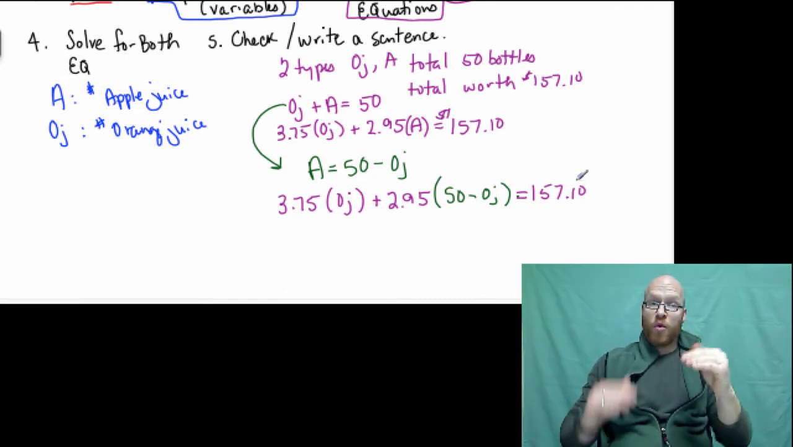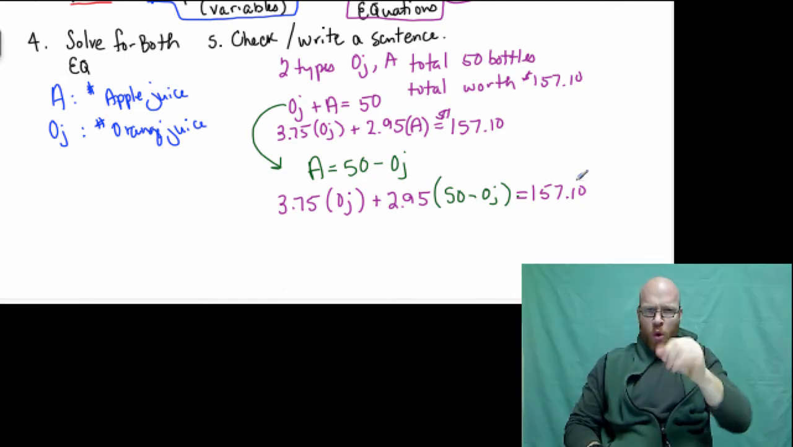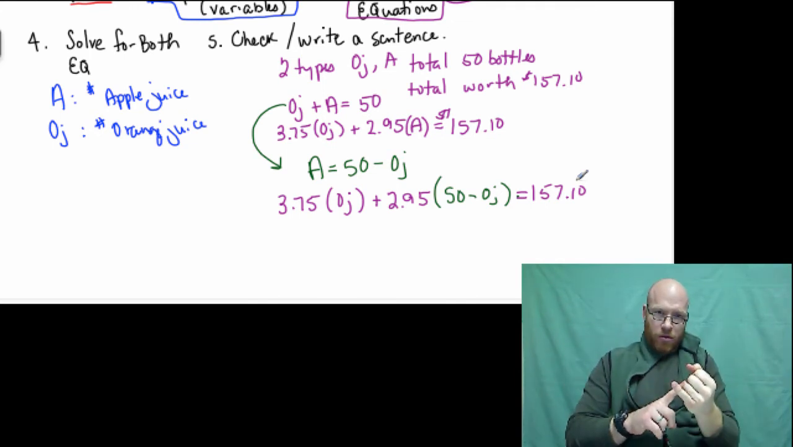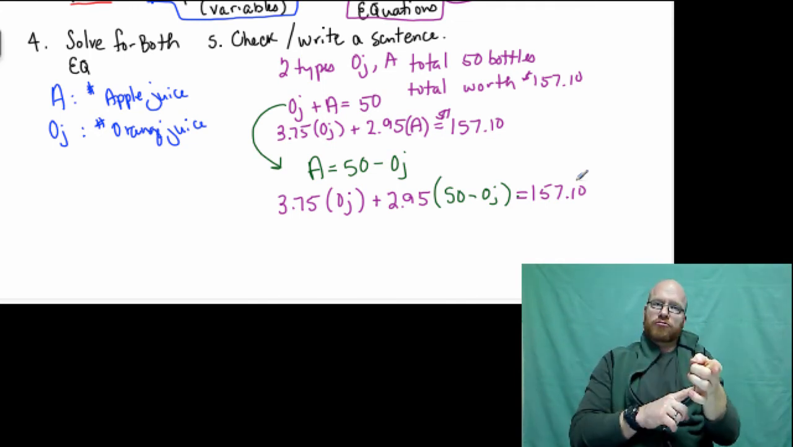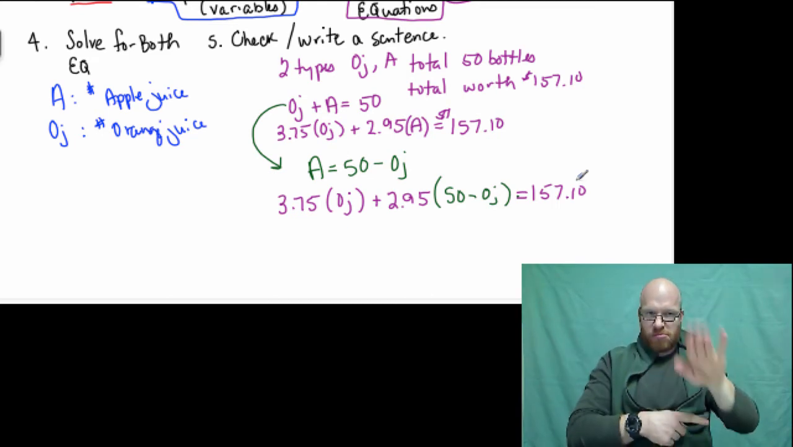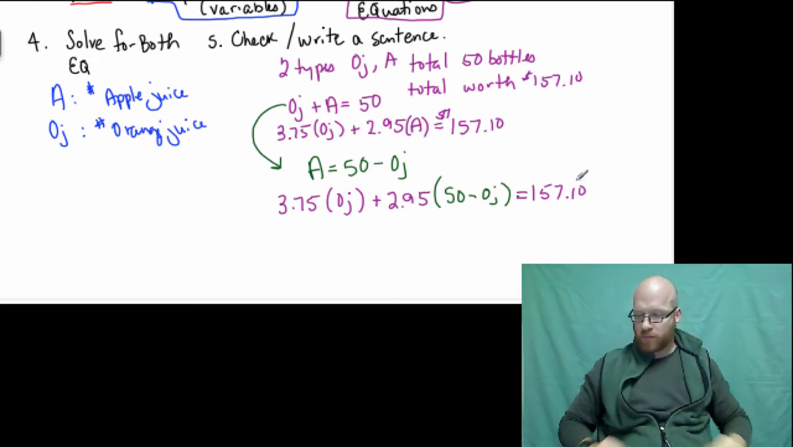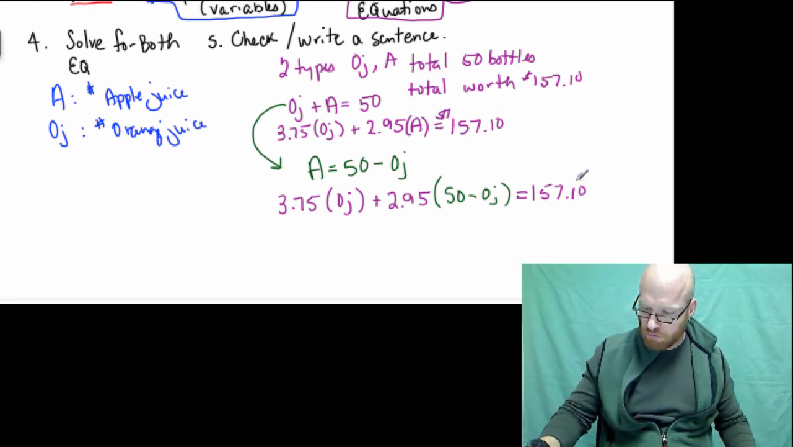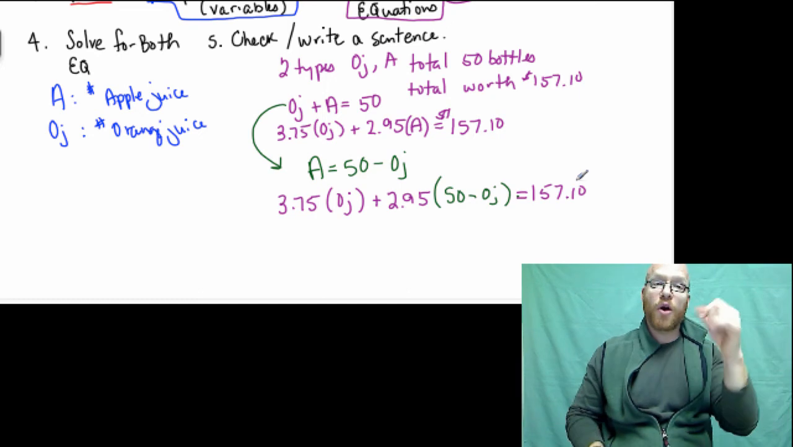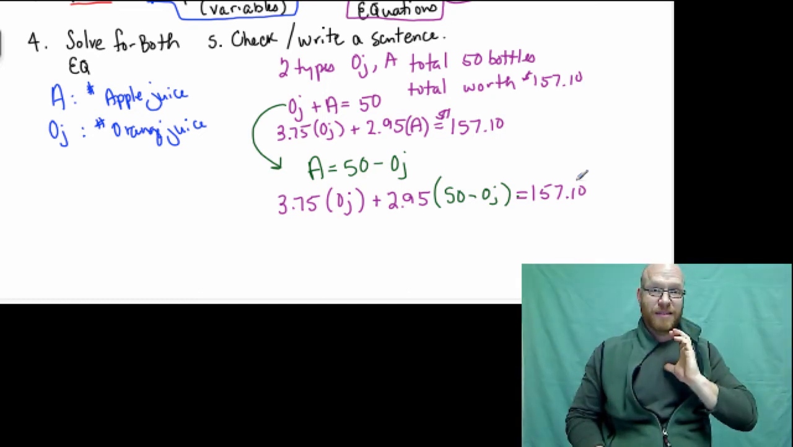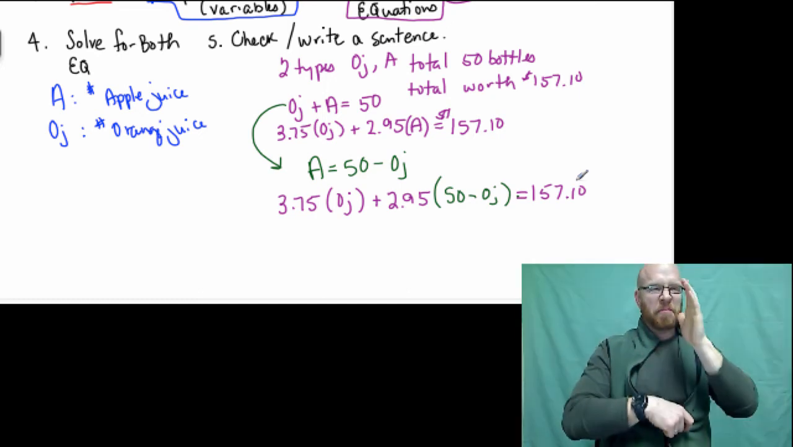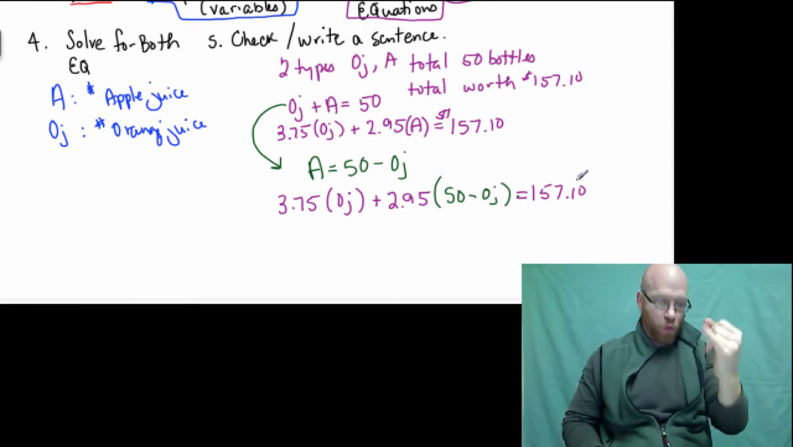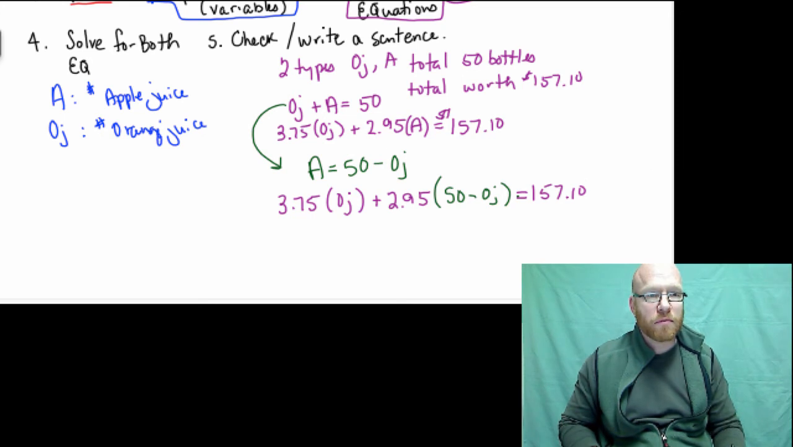Okay, now you see our equation here. We have OJ here twice, so we have one unknown, one equation. I can solve this equation. We can figure this out and find out how many orange juice bottles we actually have. In the interest of time, we're going to jump over the solution and solving for the OJ variable.